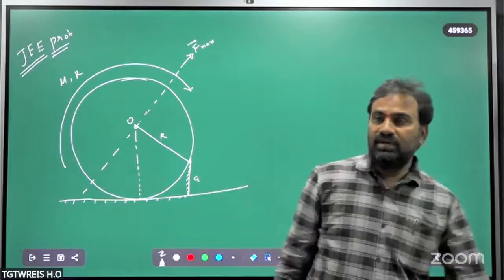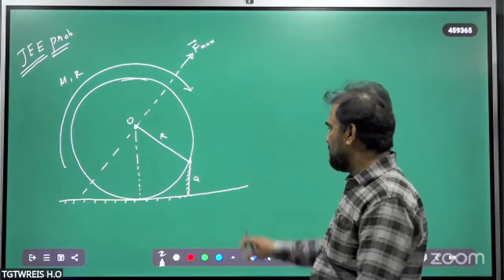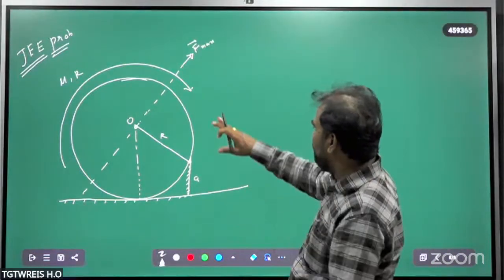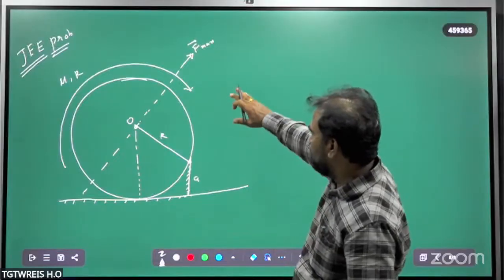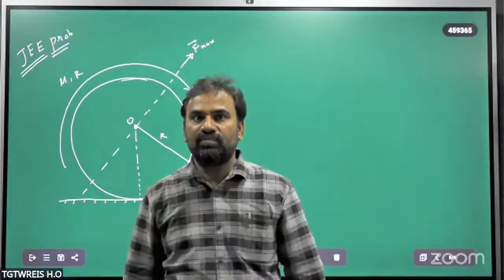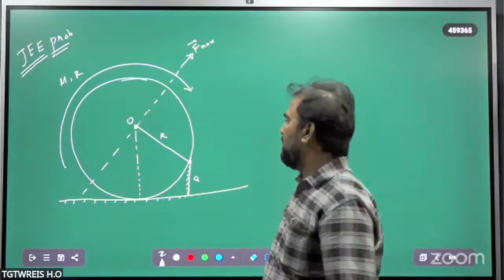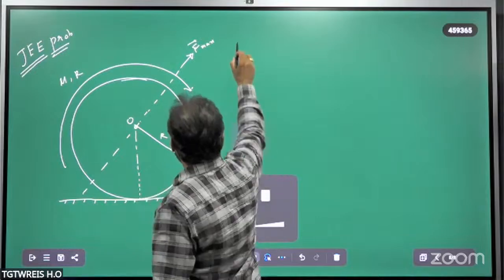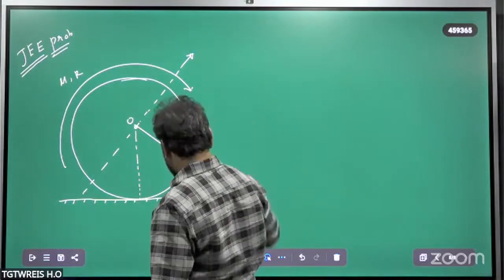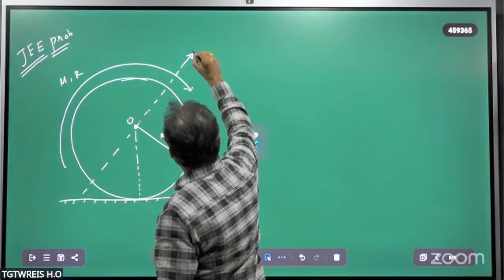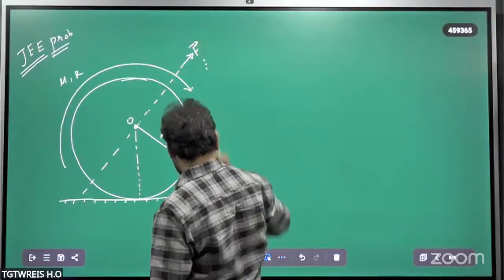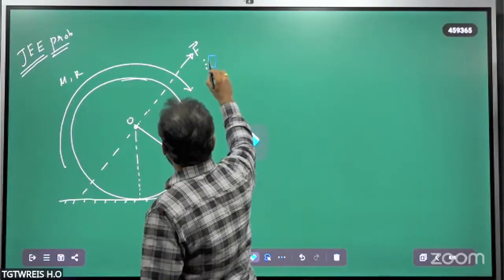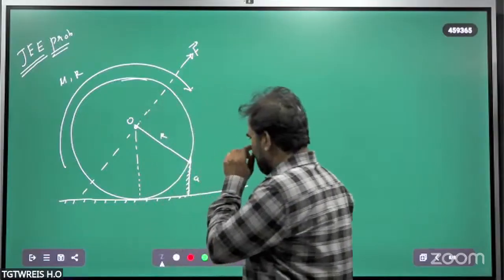A wheel has a mass m and radius r, which is placed on the step. A force of F is applying like this about its center. With what minimum force, or maximum as you wish, should we apply such that the wheel steps up? That was the question. How do we find it?